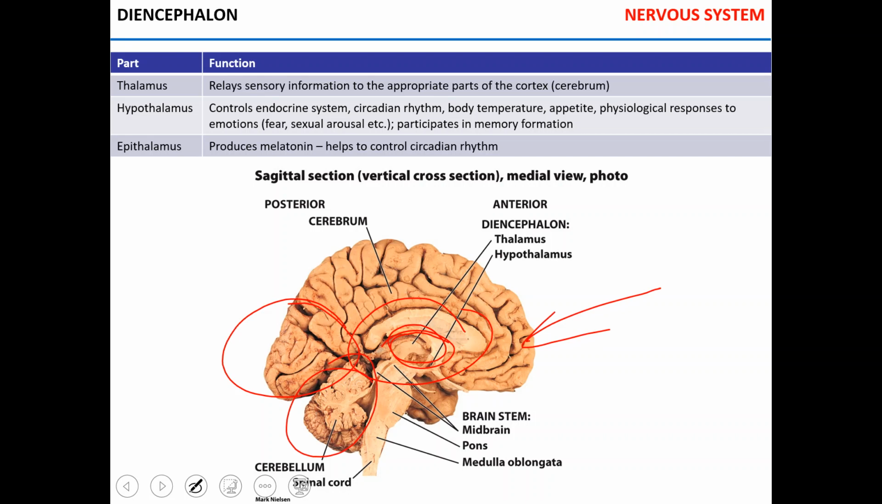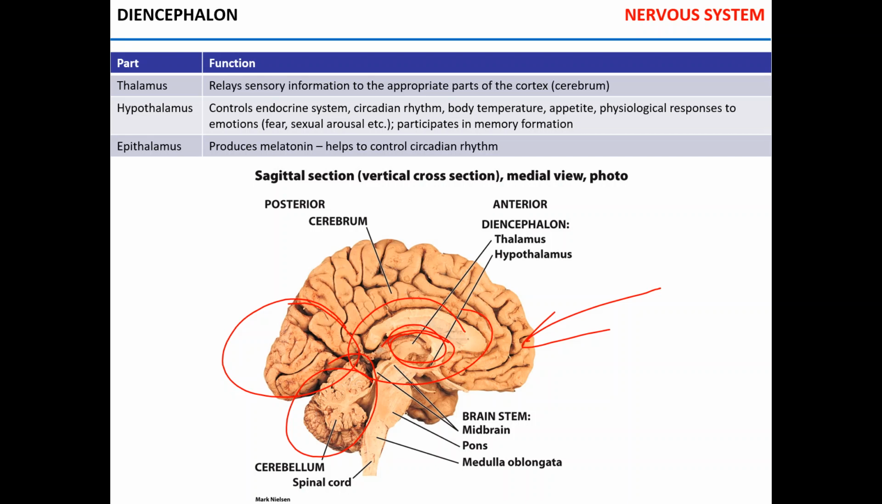The hypothalamus controls the visceral functions. It controls the endocrine system. It controls heart rate, body temperature, rate of respiration, releasing hormones, and responses to fear, like elevated blood pressure or elevated heart rate when you are scared or you have some excitement experiences. It plays an important role in memory formation.